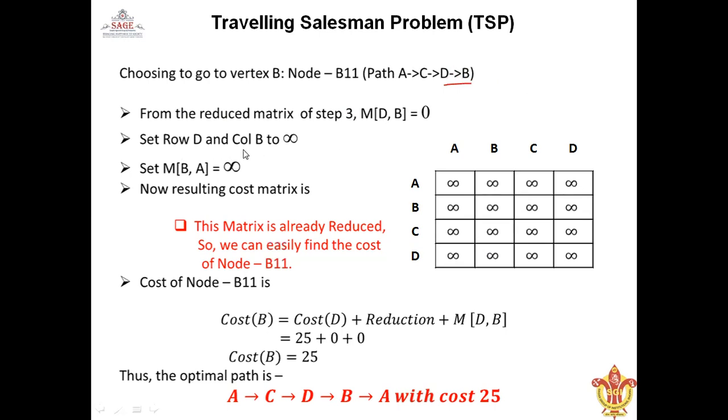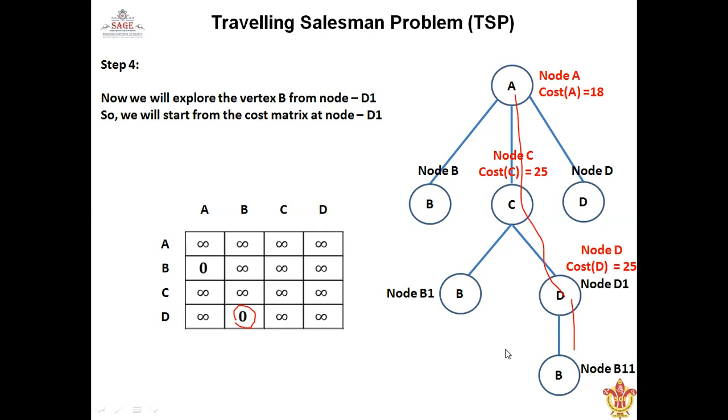Row D and column B will be made infinity. Yes or no? Good. And B to A is infinity, we have made this one already. So everything will get infinity here. So what is the reduction cost? Nothing. M of DB is given as 0, and the cost is 25. So the cost of B is 25. Now try to understand here. The cost here is also 25.